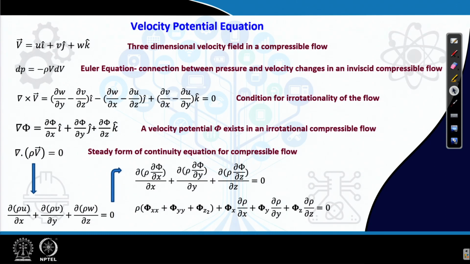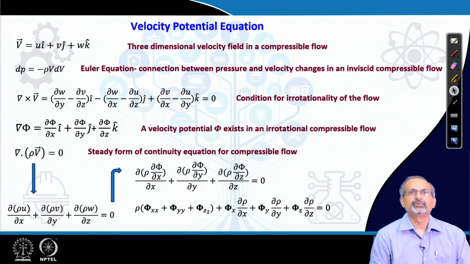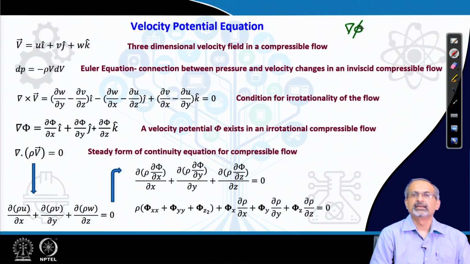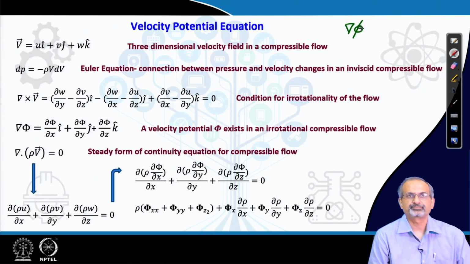So, in the context of low speed flows or incompressible flows, we were talking about a velocity potential. We said that whenever there is irrotational flow, there is a presence of a velocity potential, and often that potential is expressed in the form of the gradient of a scalar. So, we had used the nomenclature grad small phi.